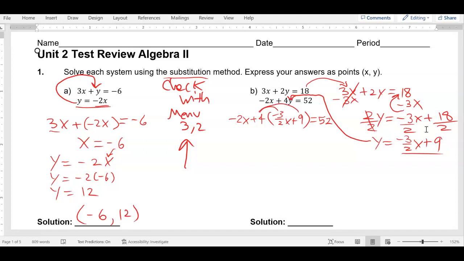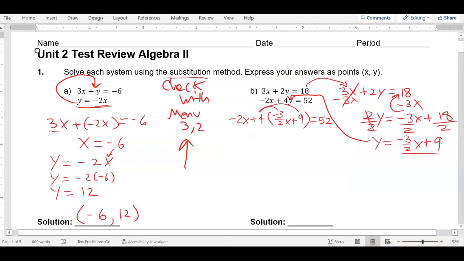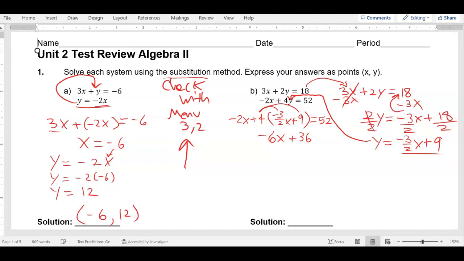So 4 times negative 3 over 2. You could do that in your calculator real quick. 4 times negative 3 over 2. You end up getting negative 6. So negative 6. Don't forget the x. And then 4 times 9 is 36. Bring down negative 2x, bring down equals 52. Then we have to start combining like terms. I got a negative 2x minus 6x gives me negative 8x. Bring down plus 36 equals 52.